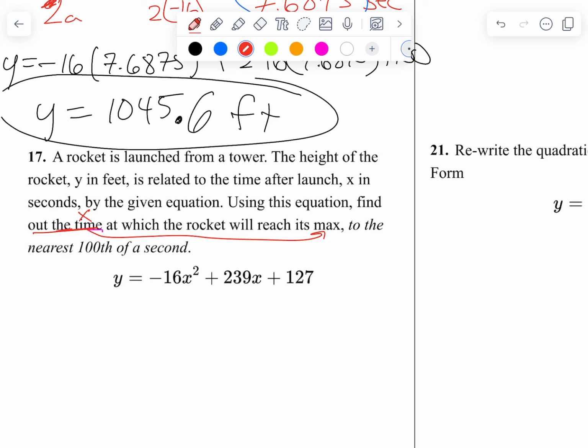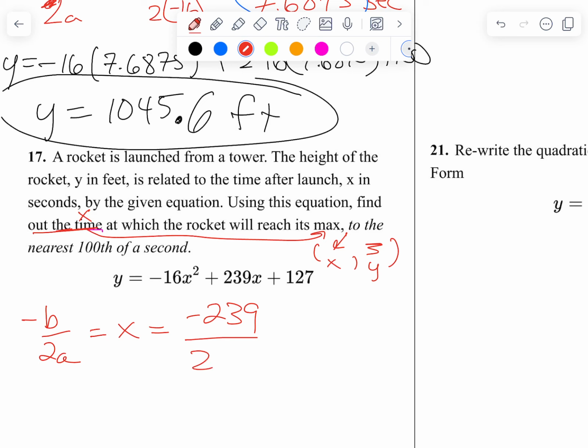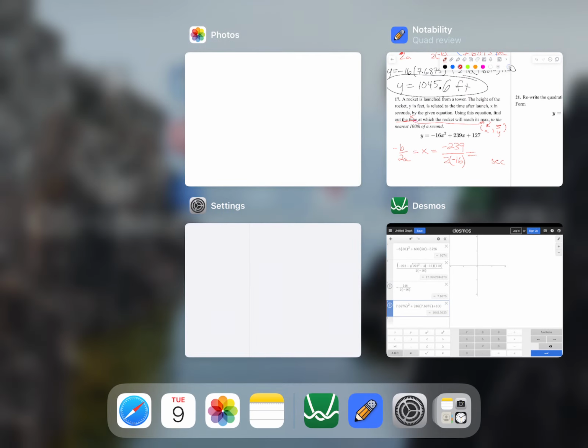So this is the vertex, but I want the x portion of it. I don't need this part. I just need what this is, and this is negative b over 2a. So in this case, it's going to be negative 239 over 2 times negative 16. And then this will give me the amount of time in seconds when it reaches its max.